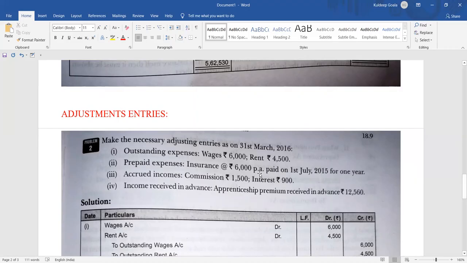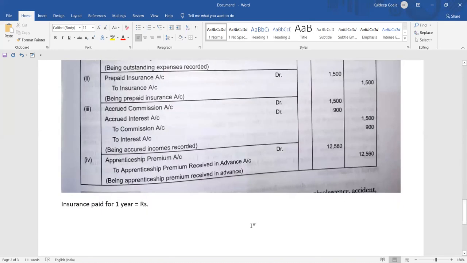How come 1 year? Per annum is mentioned, as well as 1 year is also mentioned. If the word 1 year is not there, it doesn't matter. Per annum is there, that is enough. On 1st July 2015 it was paid, right? So how much? 6,000 rupees was paid for 1 year. And when was it paid? On 1st July 2015, isn't it? This is when it was paid.